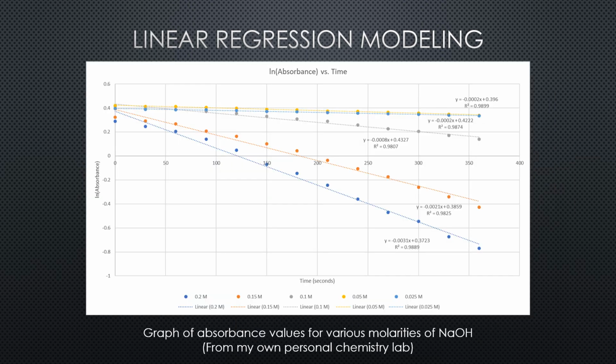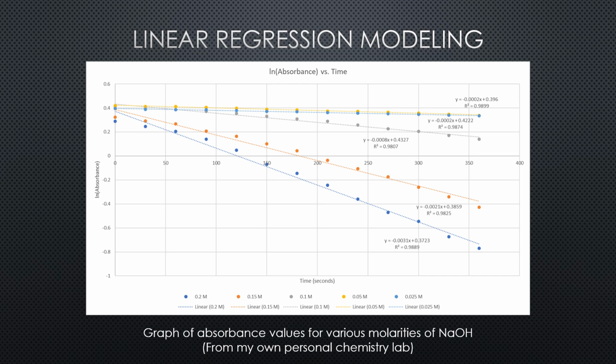Now this slide shows multiple data sets that I had collected during a chemistry lab that measured absorbance over time. In this case, we took the natural log of the absorbance to create a more linear looking data set to use with our linear regression modeling. So now we can see that each of these data sets possess a negative m value, and this means that the relationship that exists between the increasing independent variable leads to a decrease in the dependent variable.